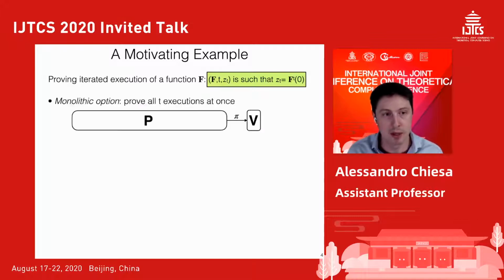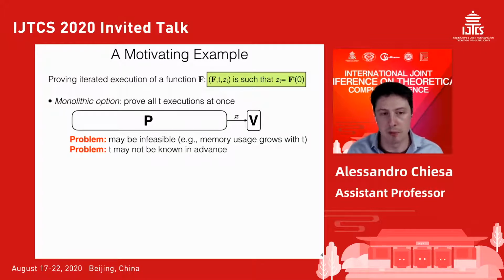Okay, for now, this is a bit of a silly computation, but bear with me for a moment. One way you could try to prove this is through something we could call the monolithic option. You prove all t executions at once. What does that mean? It means you take a SNARG and you ask the SNARG, say, please prove to me all of these t invocations of f all at once in one big computation. This you can go ahead and do.